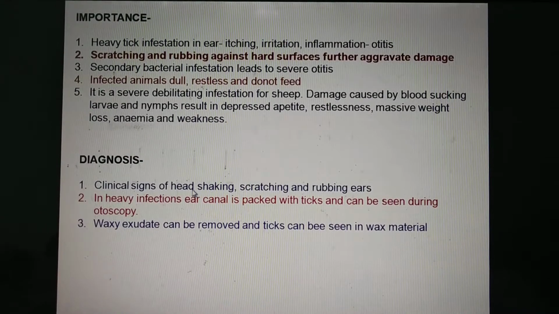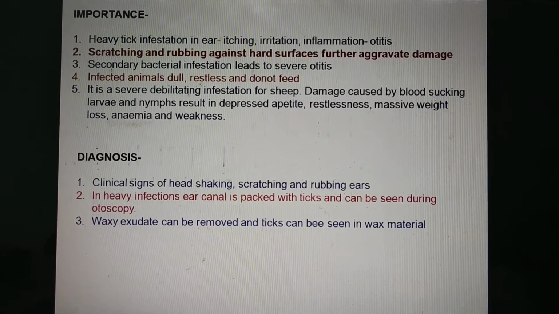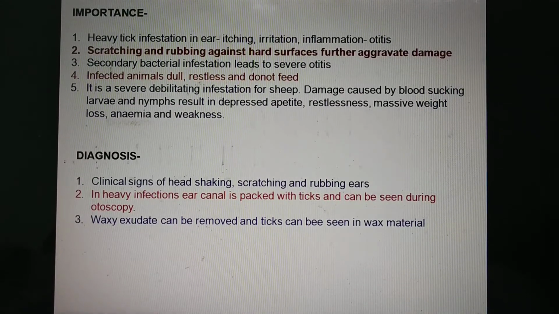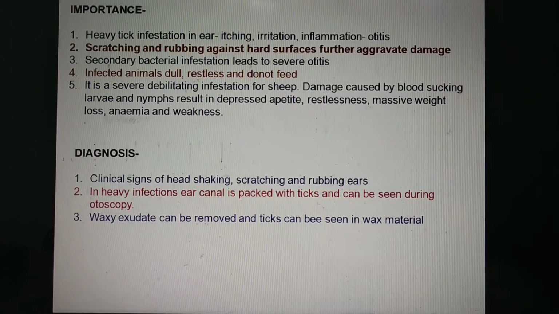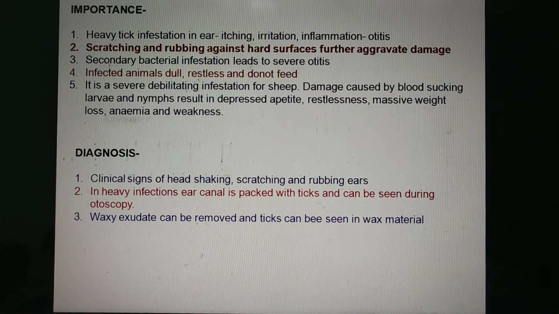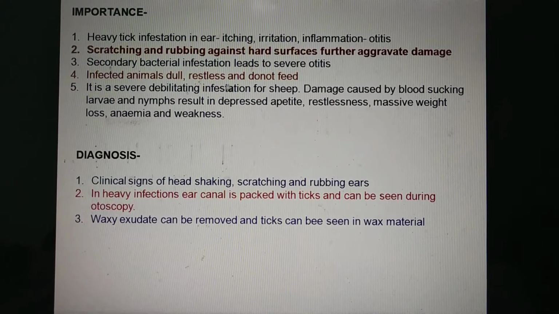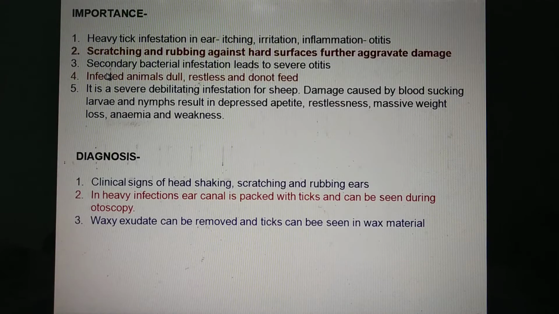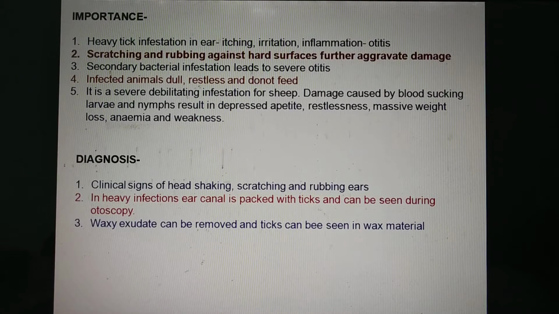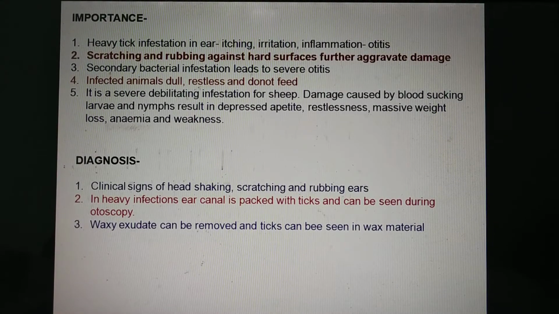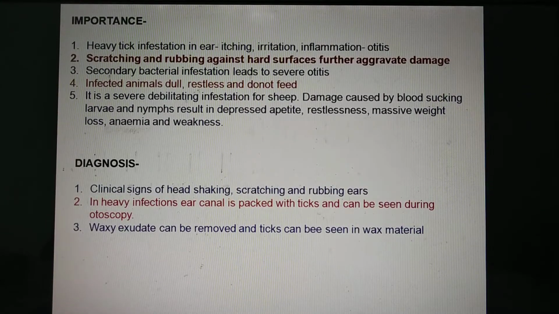Since these ticks are found in the inner margin of the ear, the larvae and the nymphal stages, a heavy infestation will result in itching, irritation and inflammation, otitis of course. Because of the otitis, itching and irritation, the animal will try to scratch the ear, or rub the ear against hard surfaces, and this will aggravate the damage to the ear. Because of the otitis, there will be an increased amount of wax secretion, and this may result in secondary bacterial infection.